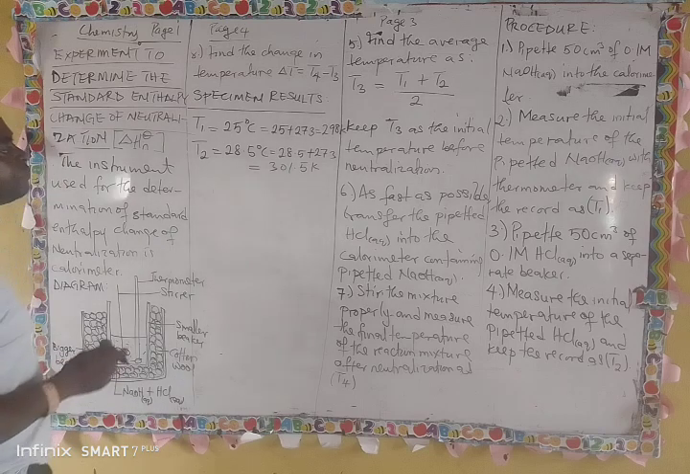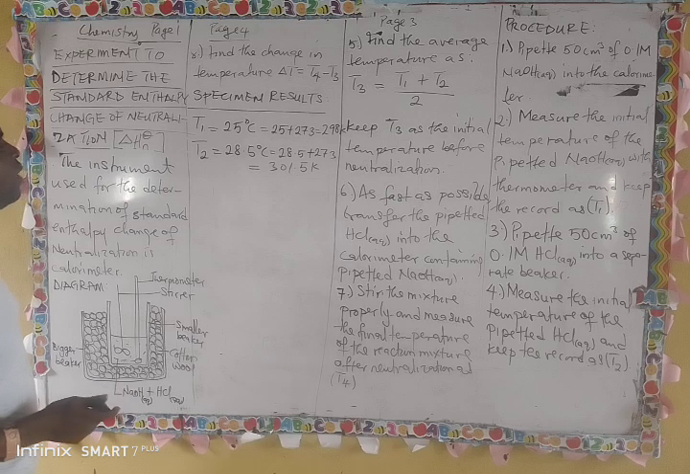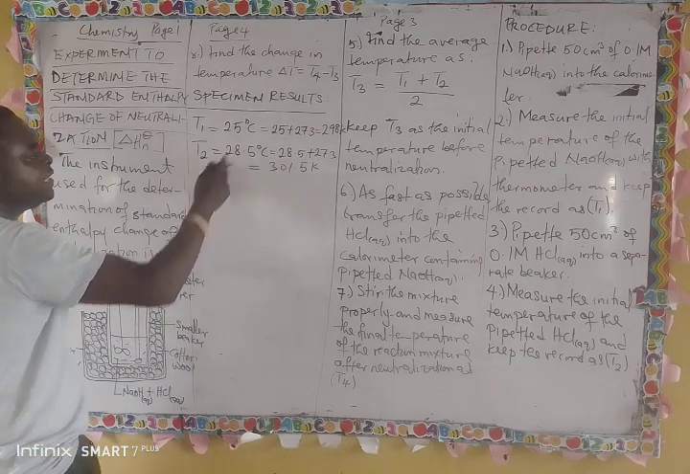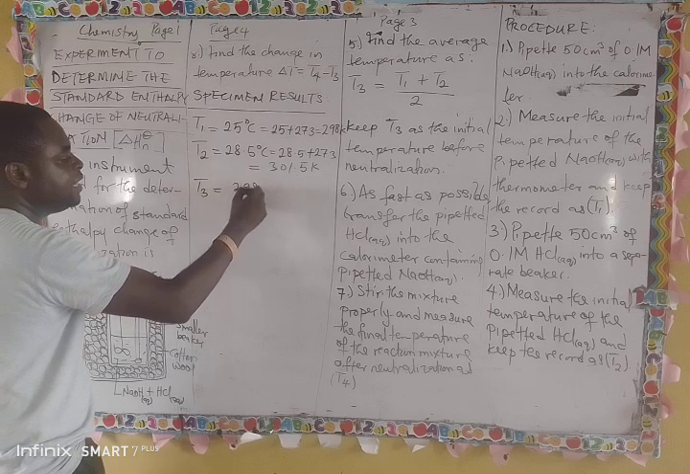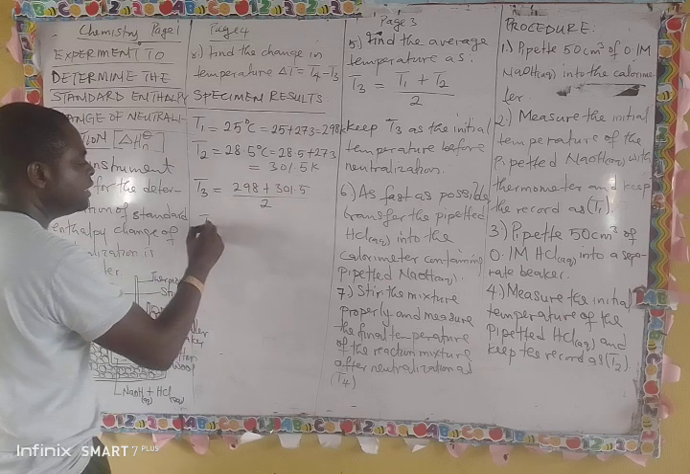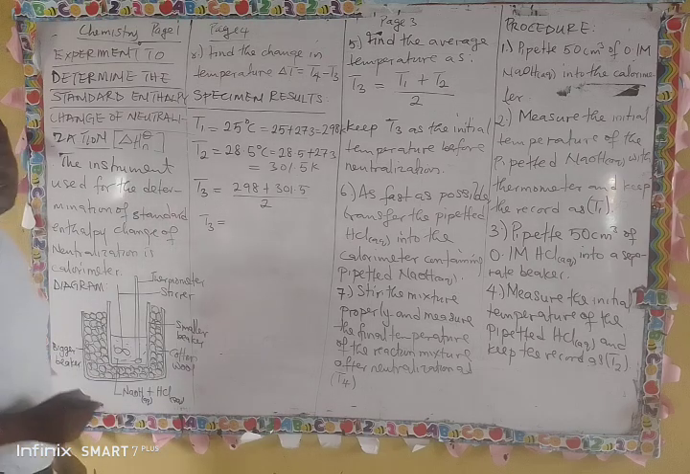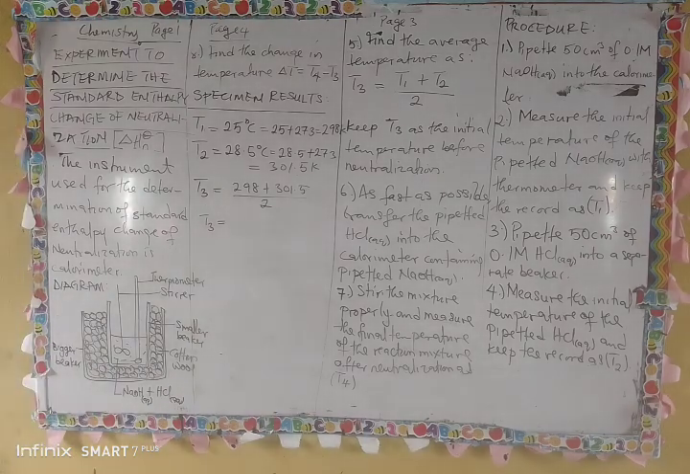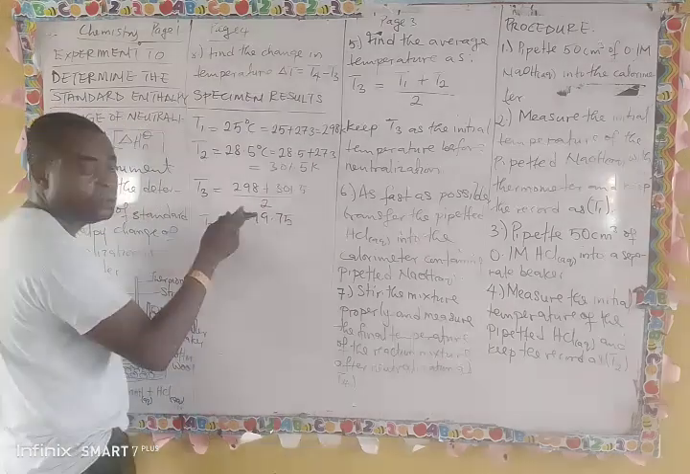Now, let's assume our T3. Let's find the average of these. Our T3 will be equal to 298 plus 301.5 divided by 2. Add up the numerator first. 298 plus 301.5 is 599.5, divided by 2 gives 299.75. Have you done everything over 2? You have divided by 2.